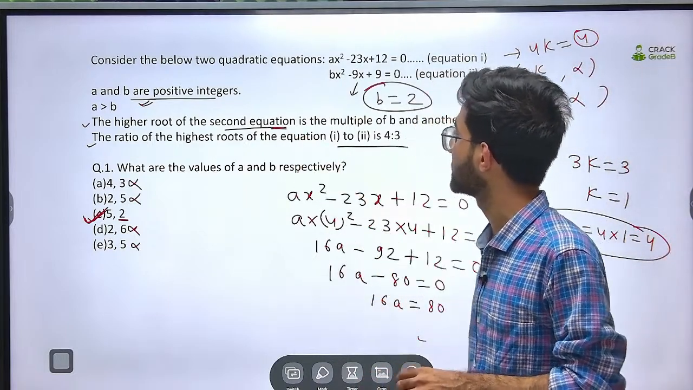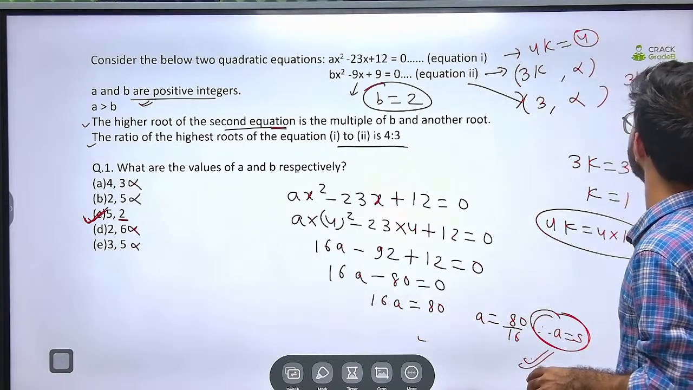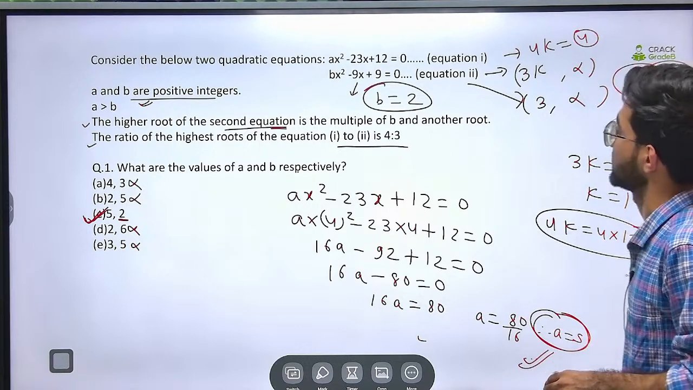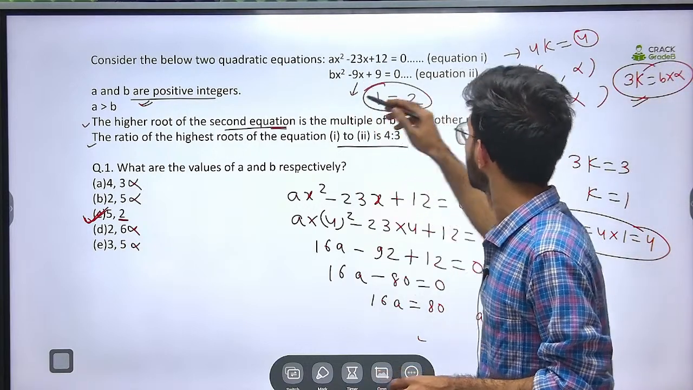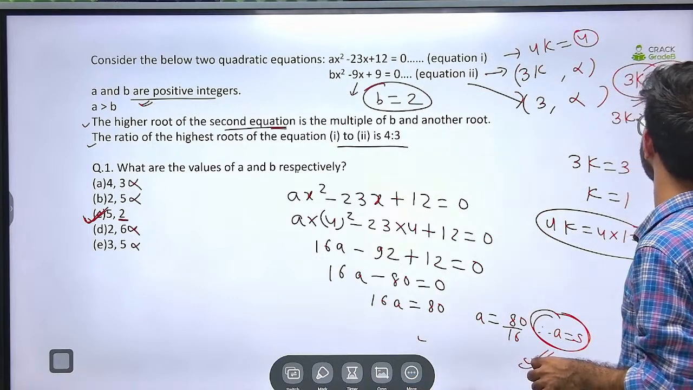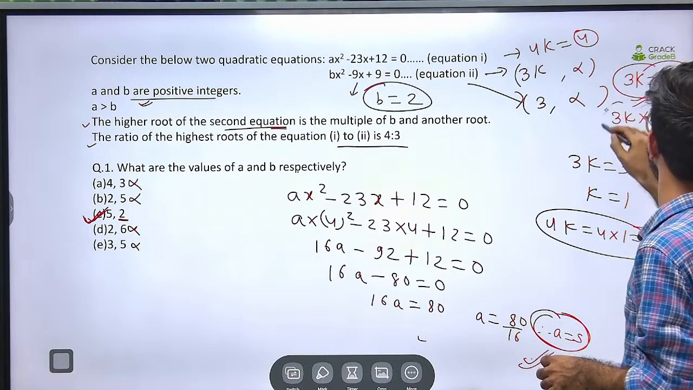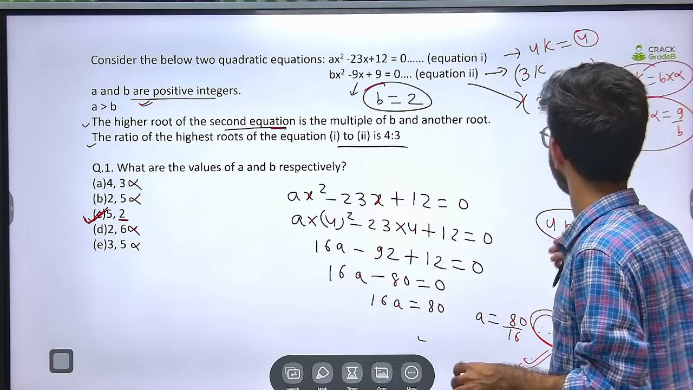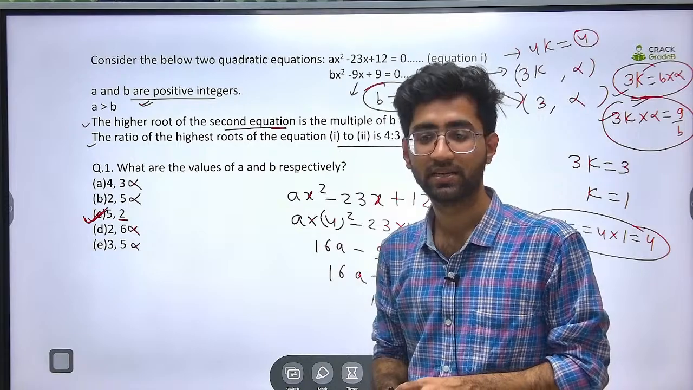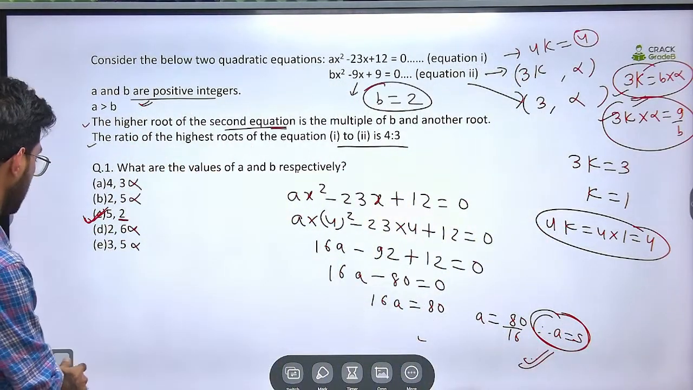Then we read this line: the higher root of the second equation is the multiple of b and another root. So we wrote simply that 3k equal to b into alpha. So we wrote this equation, right? After that we recalled the product of roots in equation 2. So we wrote 3k into alpha equal to 9 by b. And we solved these two equations, and after simplifying we found that 3k equal to 3, right? Okay, now we can solve question number 2.